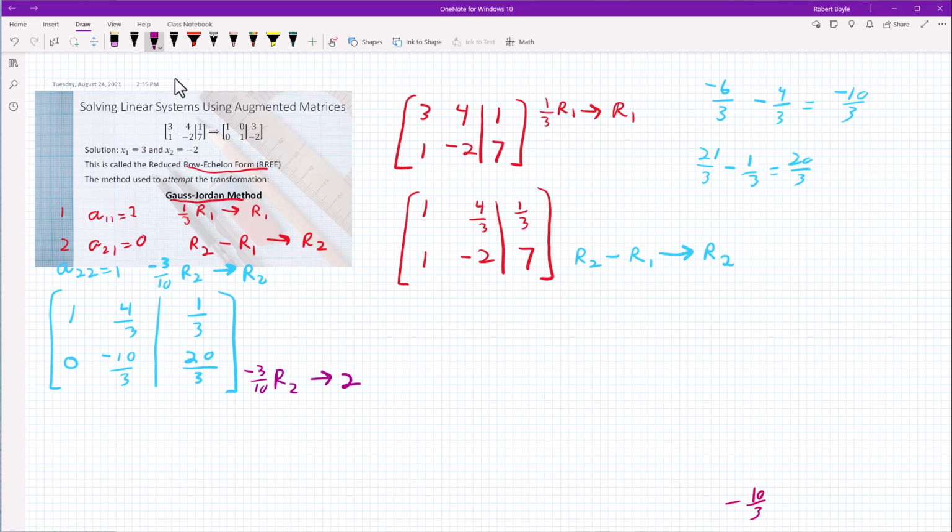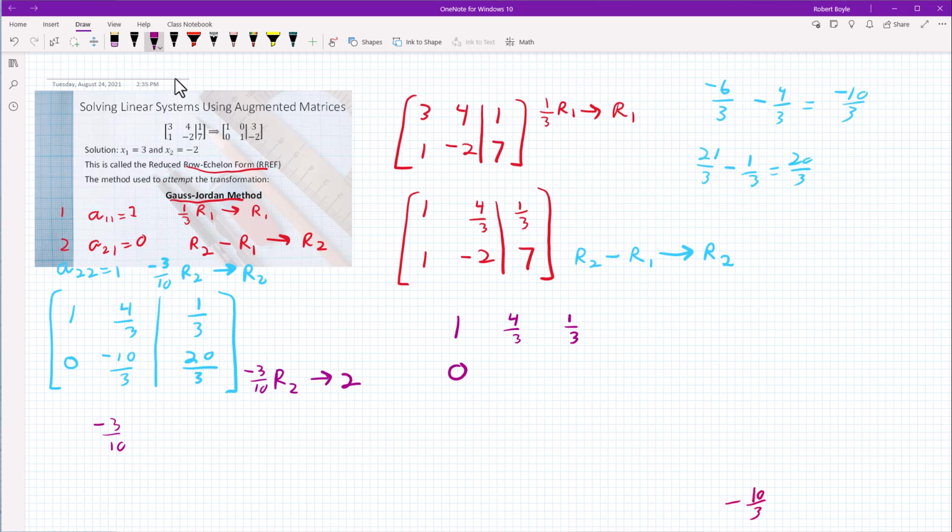What happens to row 1? Absolutely nothing. That will be 1, 4/3, 1/3. And then row 2, well, first element is 0. 0 times negative 3/10 is, well, you guessed it, 0. Now, the next one, we're going to have negative 3/10.